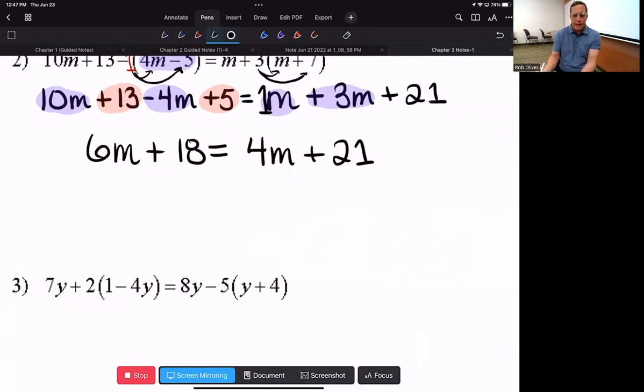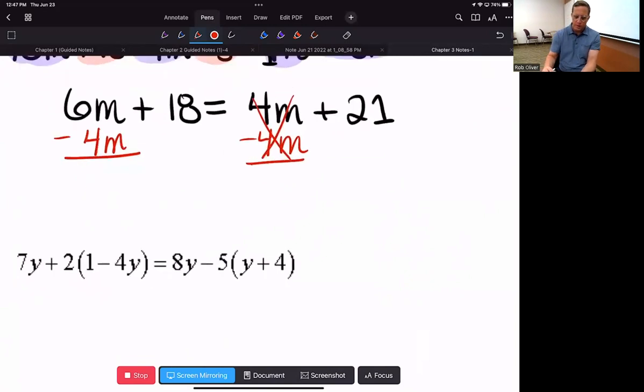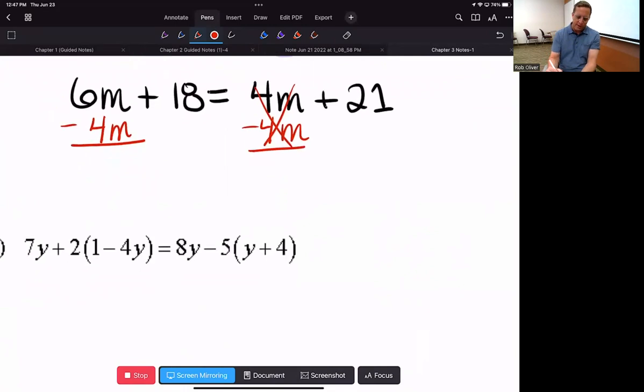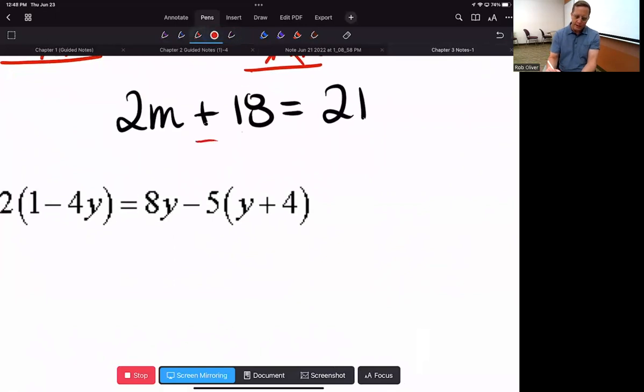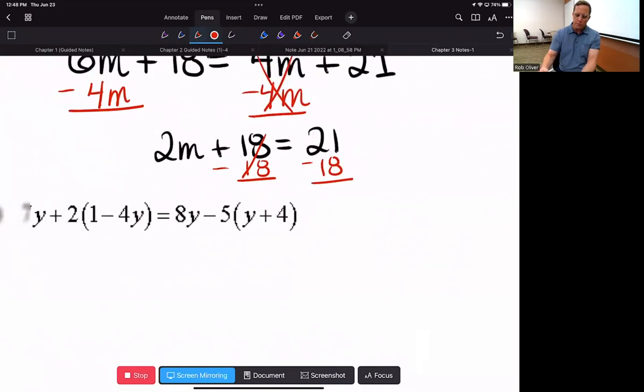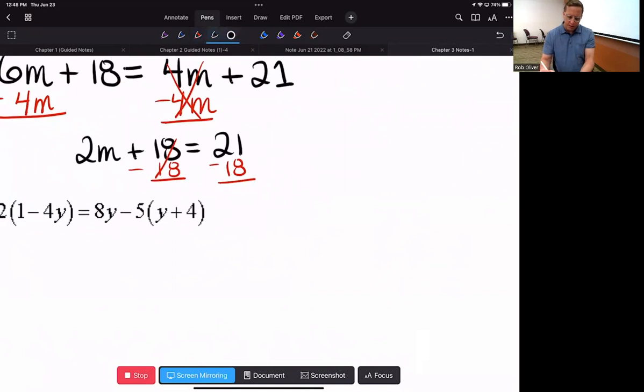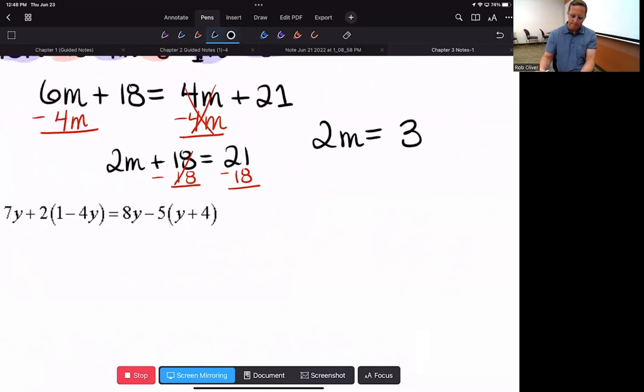And now let's get the m's to one side. Let's subtract 4m. So now we're doing inverse operations. I always want to say order of operations, but we're doing inverse operations at this point. So we're subtracting 4m from both sides and rewrite it again. So now you have 2m plus 18 equals 21. And let's subtract 18 from both sides. Those cancel out. And then you have 21 minus 18. We'll write it over here. We've got 2m equals, and then 21 minus 18 is 3.